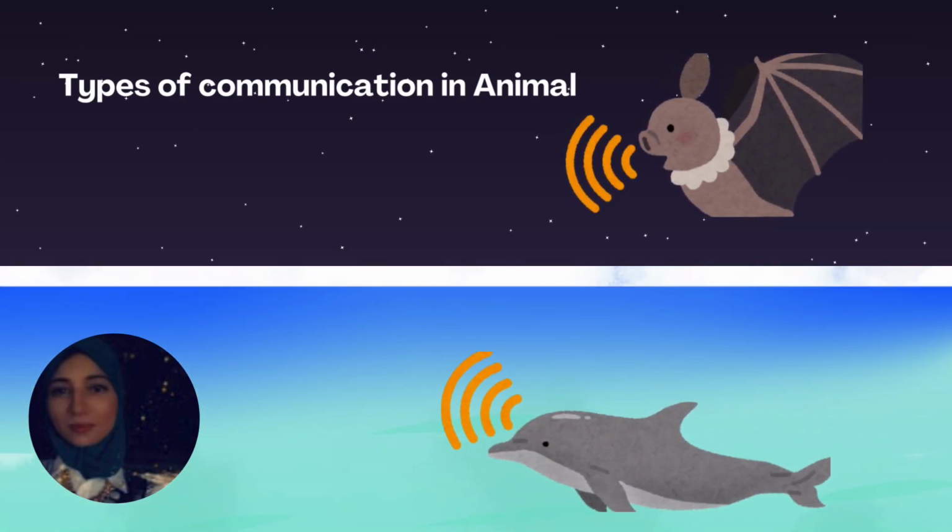This type of communication is for animals only. As you see here, do you remember this? Yes, echolocation that we studied in dolphins and bats. This is a type of communication for animals only. So humans can't communicate by echolocation.